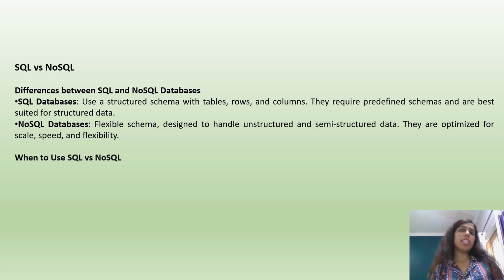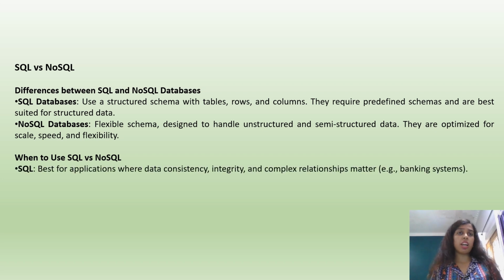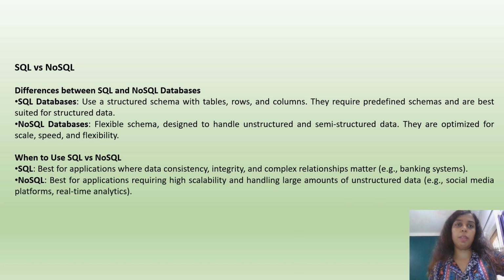You would choose an SQL database when you need data consistency and structured relationships. For example, banking systems rely heavily on SQL databases for their transactional consistency. On the other hand, NoSQL databases are better for high scalability and unstructured data, like real-time analytics, social media, or big data applications.